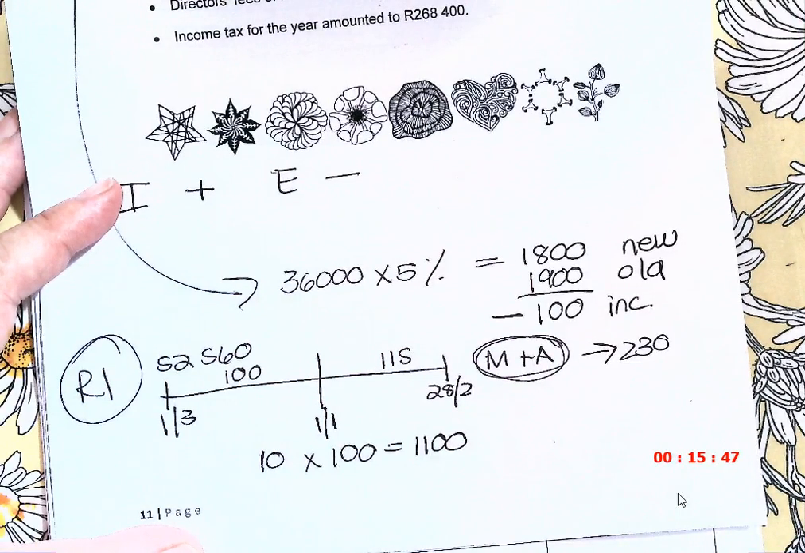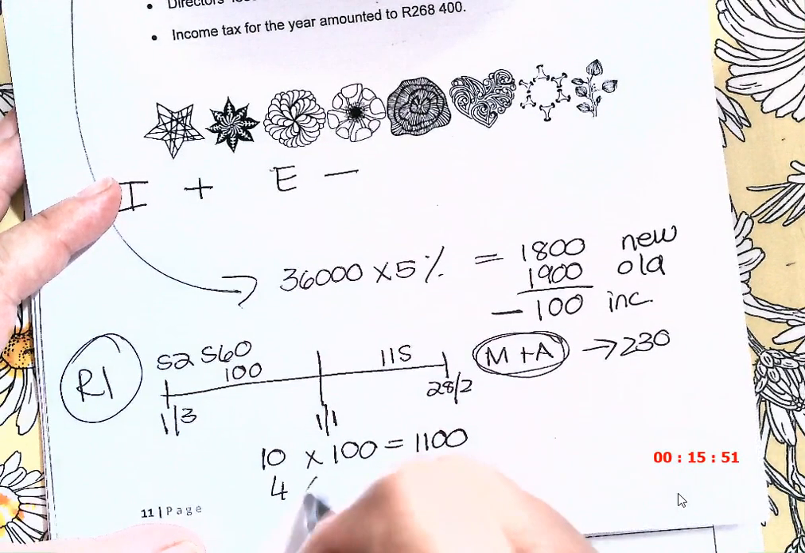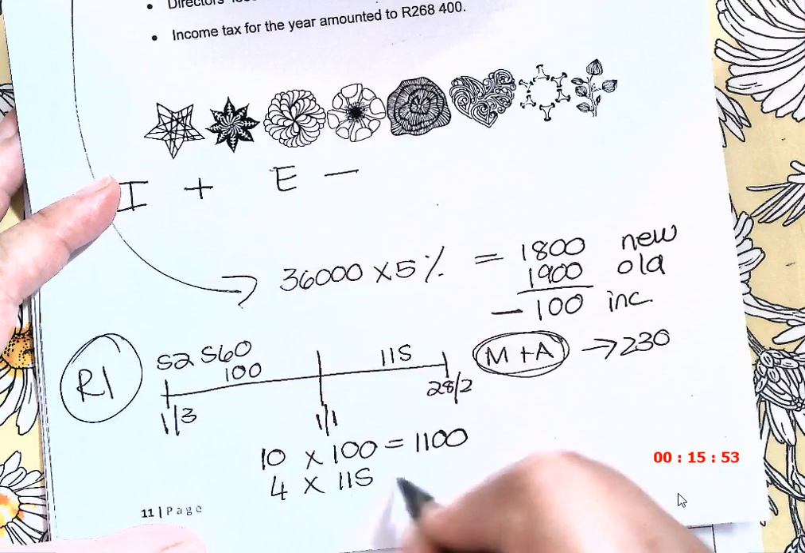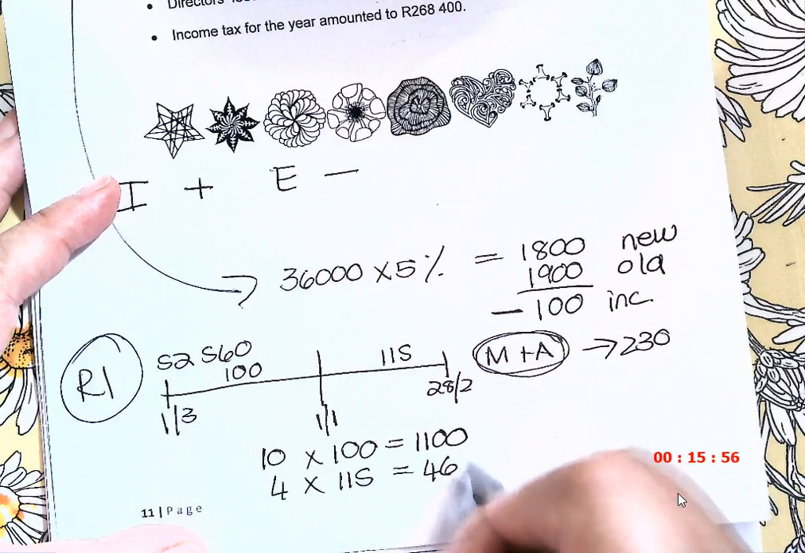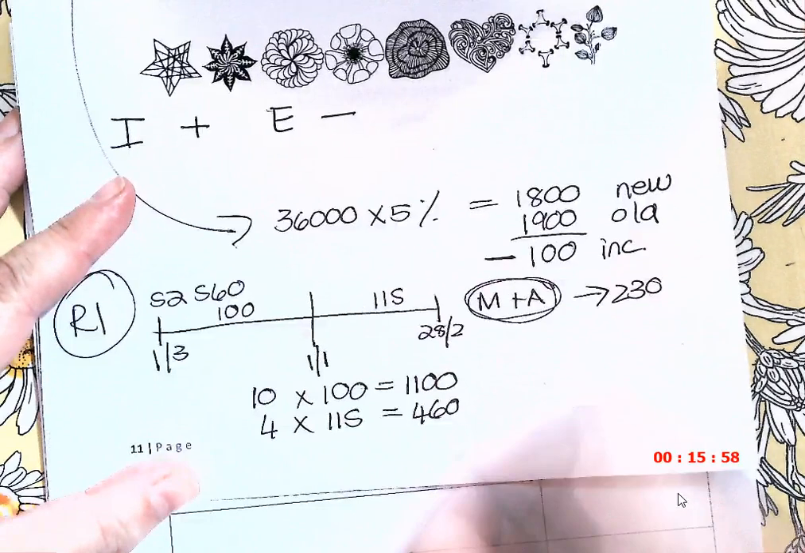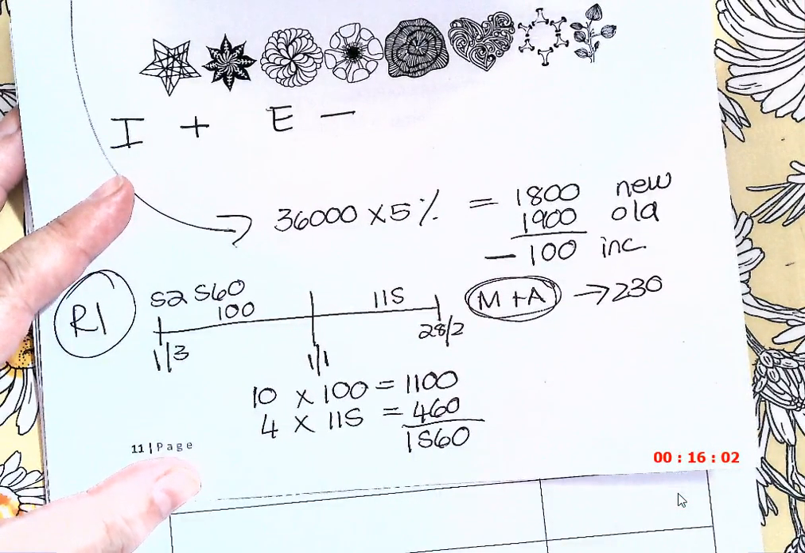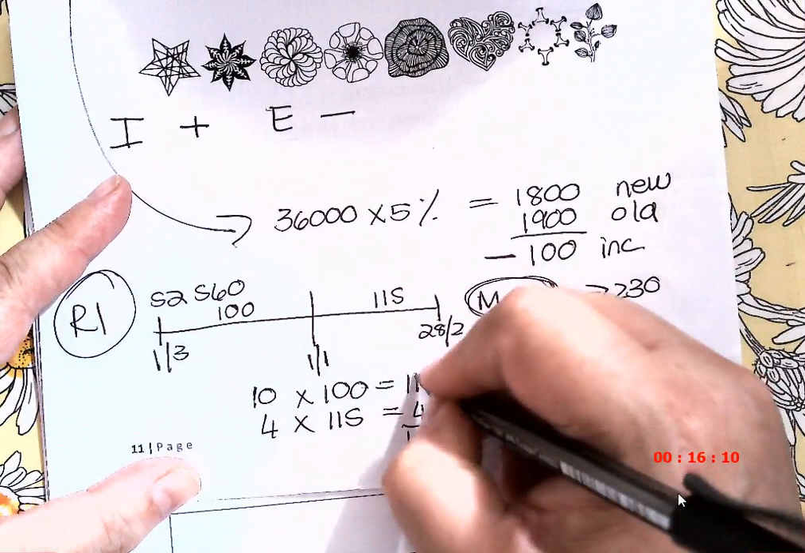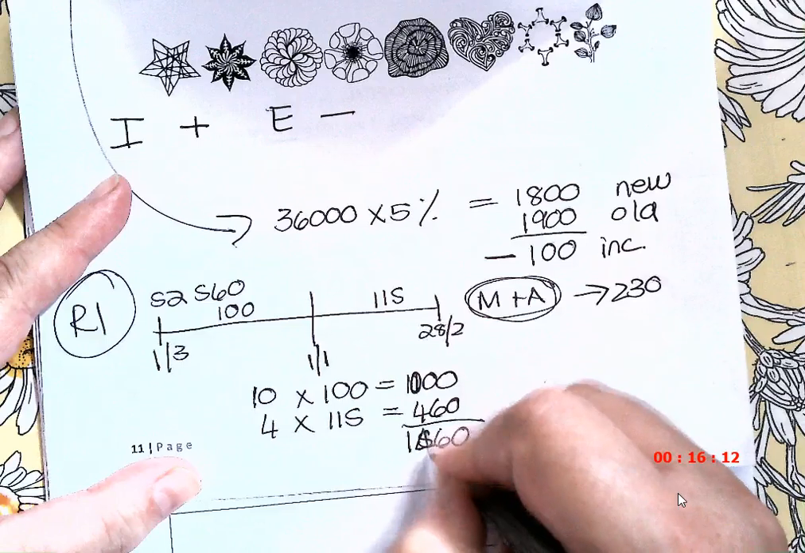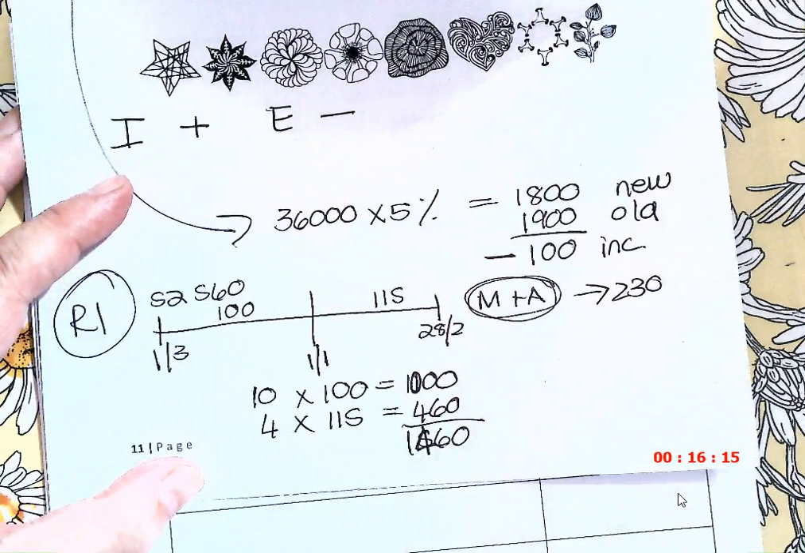January, February, March, April. Can you see I'm counting those months? 4 months, I received 115. So the total rent I received is 1560. That's the weight. 10 times 100 is 1,000. Oh, this is 1,000. I'm sorry. So it's 1460. Yes. Thank you.